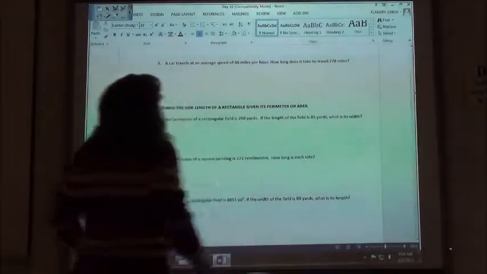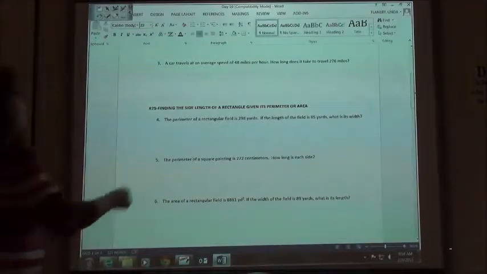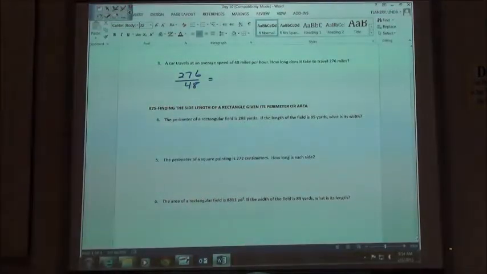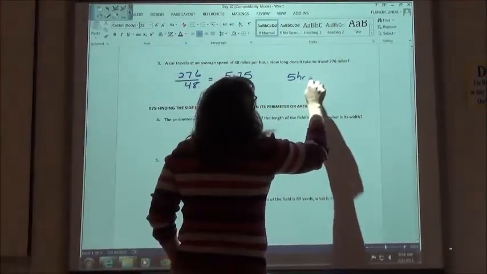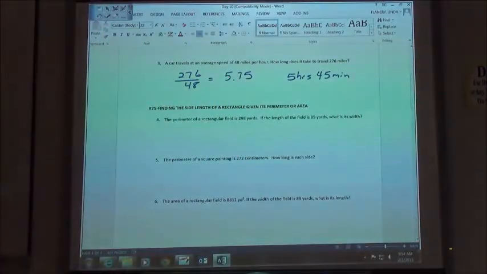The car travels at an average speed of 48 miles per hour. How long does it take to travel 276 miles? So do you think you should multiply or divide to solve that one? I'm going to end up dividing, right? So I'm going to take 276 divided by 48, and we get 5.75. So 5 hours and 45 minutes, because again, 0.75 is 3/4 of an hour, which is 45 minutes, or multiplied by 60.